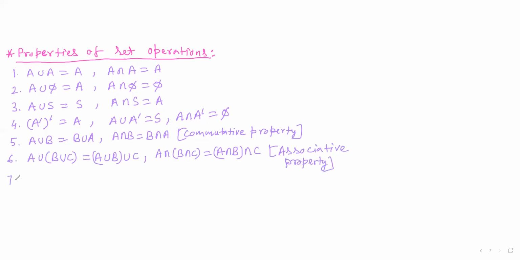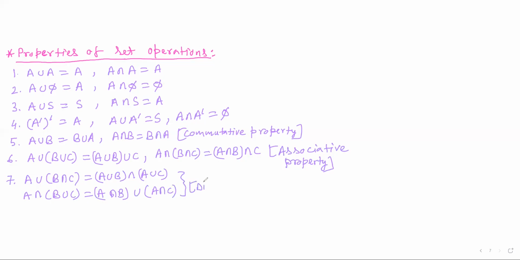Now I am coming to the next property, that is called the distributive property, that is A union (B intersection C). This is equal to (A union B) intersection (A union C). This is one type of distributive property. Another distributive property is A intersection (B union C) is equal to (A intersection B) union (A intersection C). These two properties are called the distributive property.